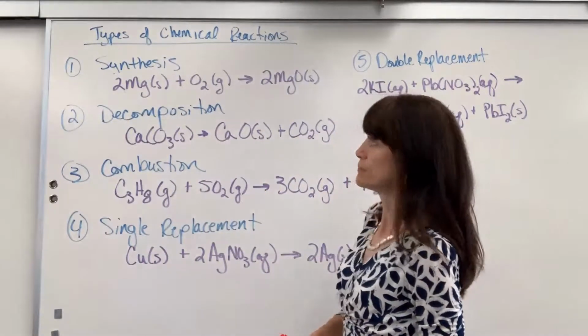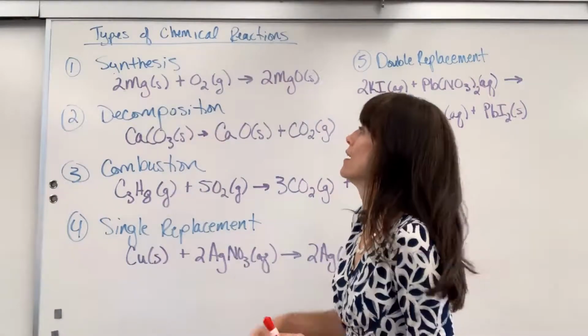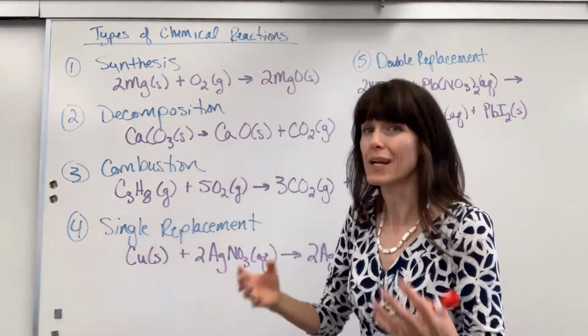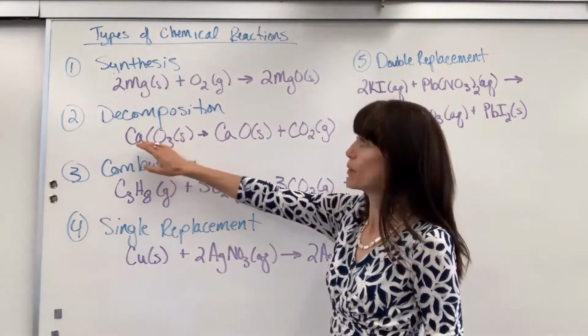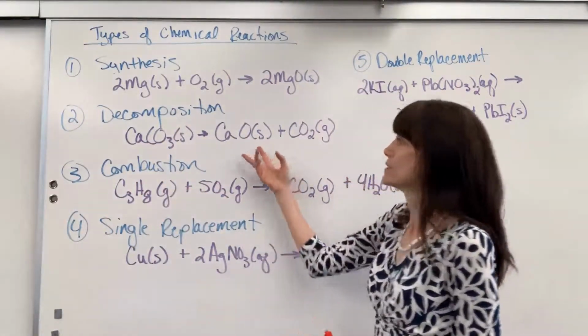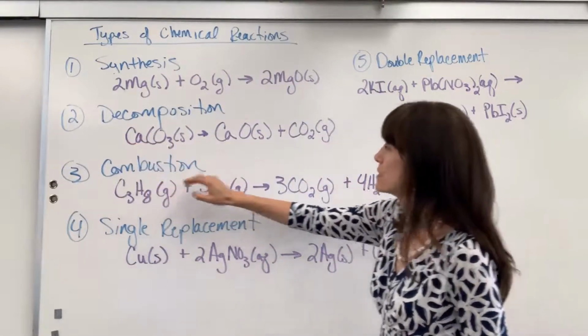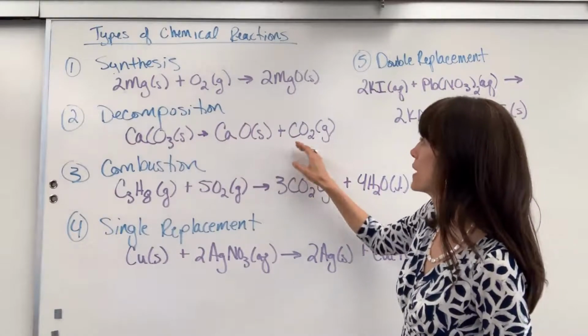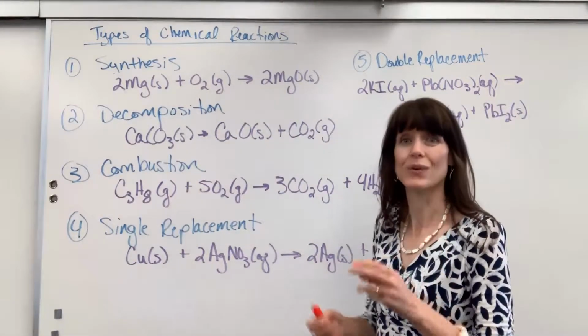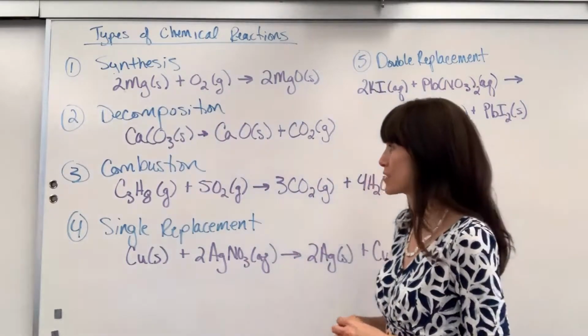Next, decomposition. This also brings to mind what the reaction looks like. Decomposition, decomposing, breaking apart. This is going to be one reactant, so the key is you're looking for one reactant that breaks into 2 or more products. So we have calcium carbonate forming calcium oxide and carbon dioxide, 2 products. So this calcium carbonate decomposes, a decomposition reaction.